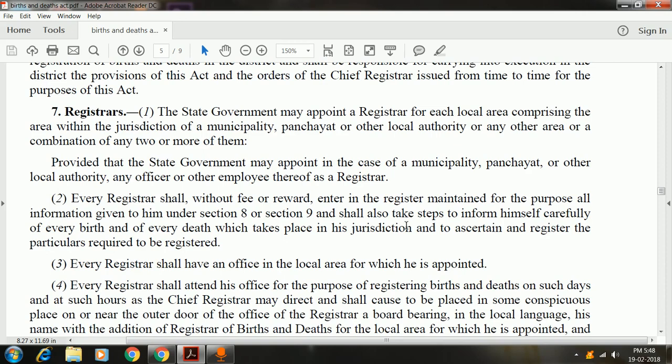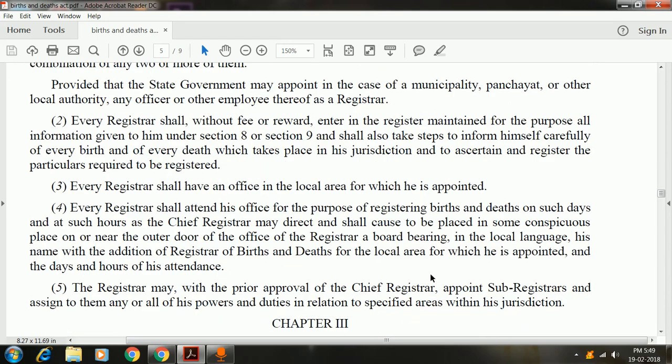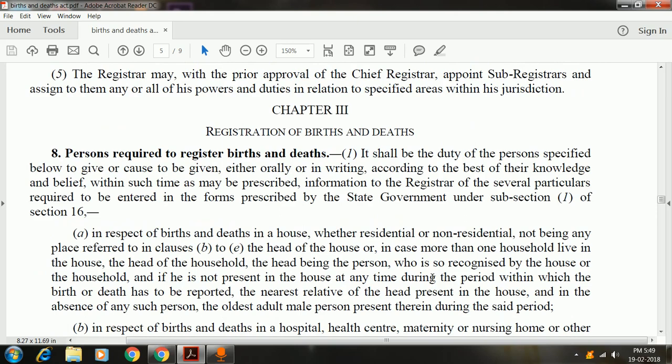Now, registrar, as we can read, the state government may appoint a registrar for each local area comprising within the area of jurisdiction of a municipality, panchayat, or any other local authority, or an area of a combination of two or more of them. So there will be a municipality, panchayat, or any other local authority which governs that particular area, and it will have an officer who will be appointed as the registrar. He is generally given the additional charge of being a registrar.